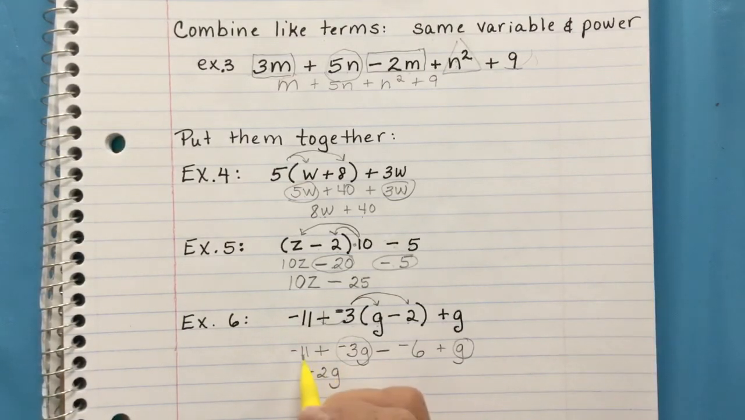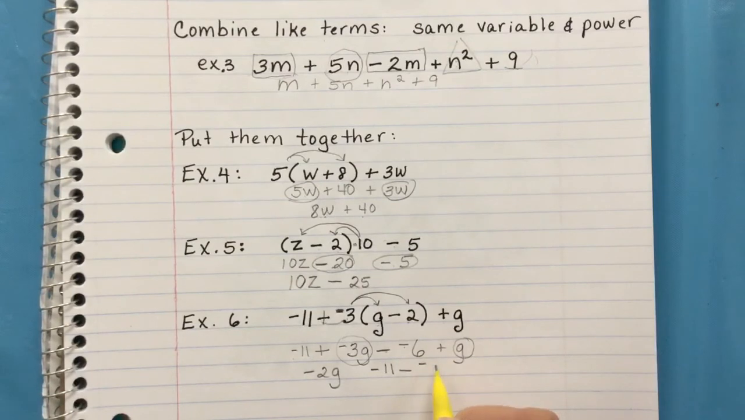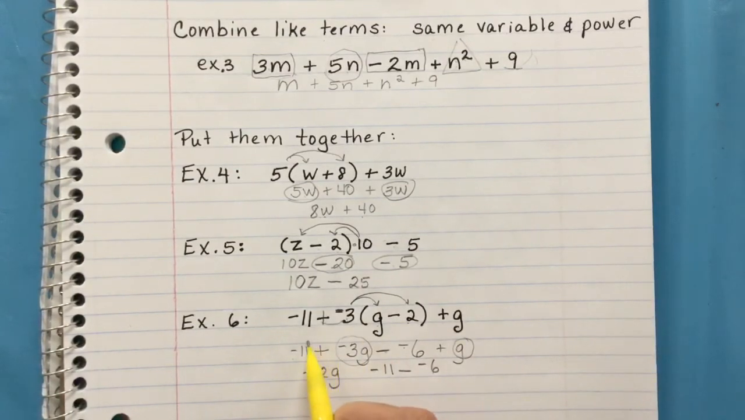And then we have a negative 11, I'm going to rewrite it over here, minus negative 6. So all I did was use the commutative property to put the negative 11 with the negative 6. So we have a subtraction problem here. I'm going to change this to addition and change this to the opposite. I'm going to add the inverse. Keep, change, switch. Negative 11 plus positive 6 is negative 5.